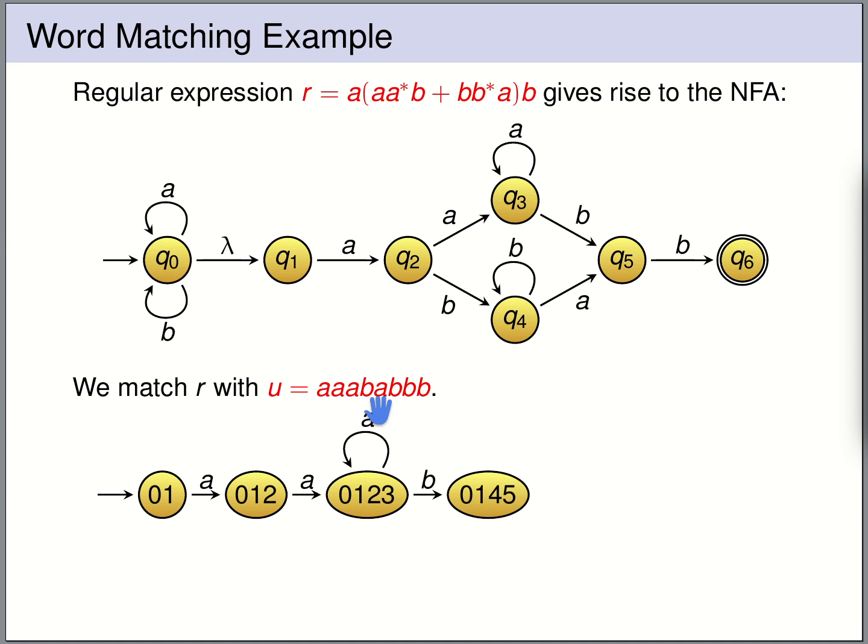Now the next letter of our input is A again. So what do we get from Q0, Q1, Q4, Q5 if we read an A? From Q0 and Q1 we already know we get Q0, Q1, Q2. From Q4 via an A we get Q5. And from Q5 via an A we don't get anything. There's no A transition from Q5. So we get Q0, Q1, Q2, and we get Q5.